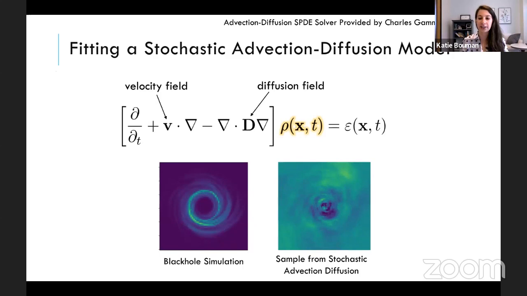In fact, using this advection diffusion process was proposed by black hole physicists Charles Gammie and David Lee at UIUC, who are working with us, as a lightweight alternative to running a full black hole simulation.